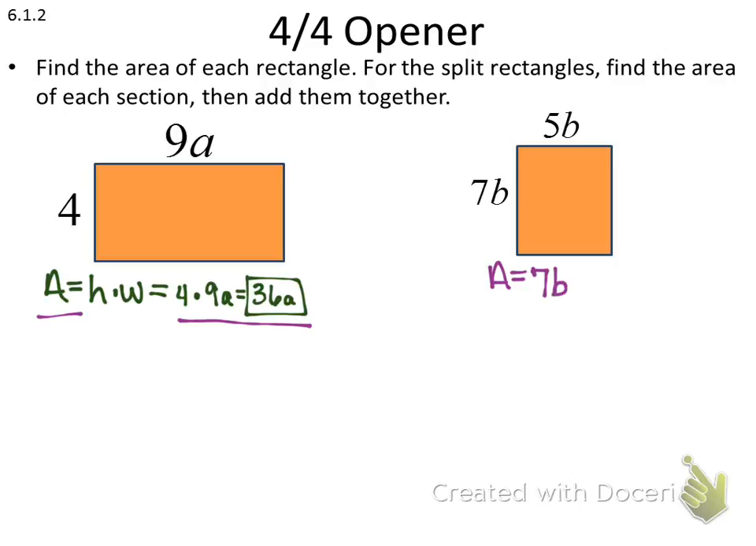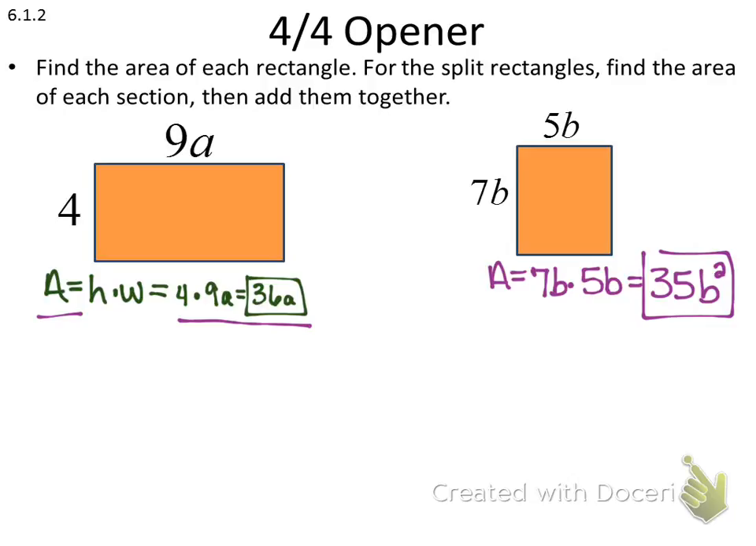Times your width, which equals? Squared. There you go. 35b squared. Got your one? Yep. So what I have on this one, you also need to have down on your paper. Flip your opener over.